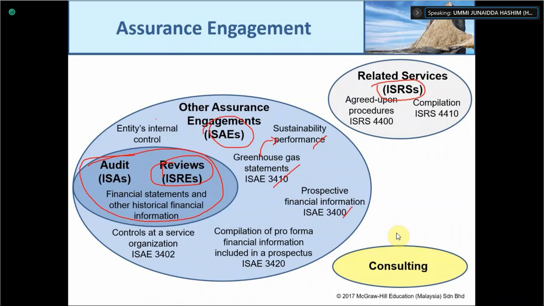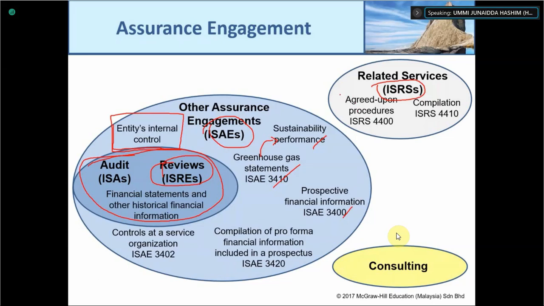And then another one, the one that is basically more related, okay, to the auditor prior starting the engagement is the entity's internal control. Okay, since the auditor tu memang dah involved dalam audit engagement pun kita dah ada review or internal control kan. So basically the auditor also can provide the other assurance engagement regarding the report of the internal control here. Okay. And then related service, agreed upon procedure and compilation.